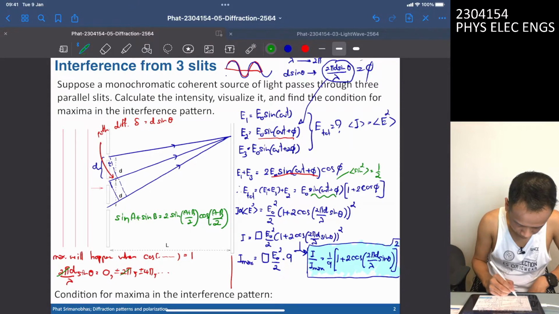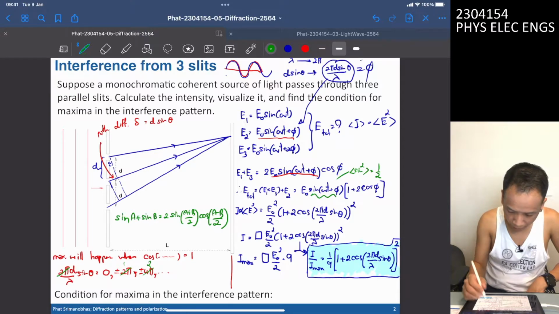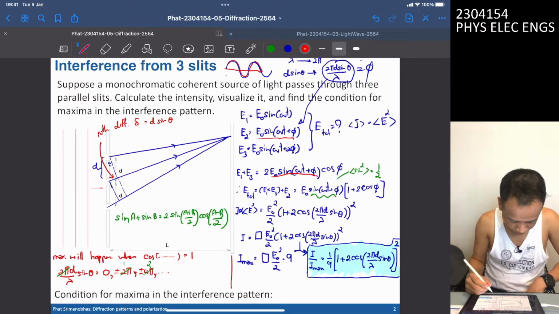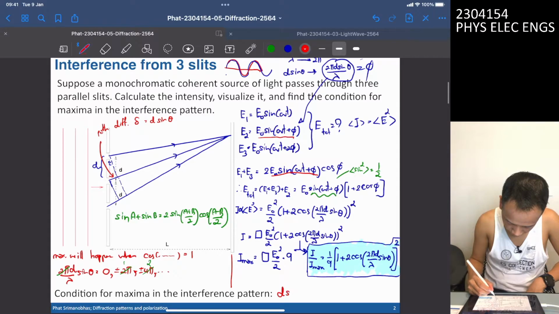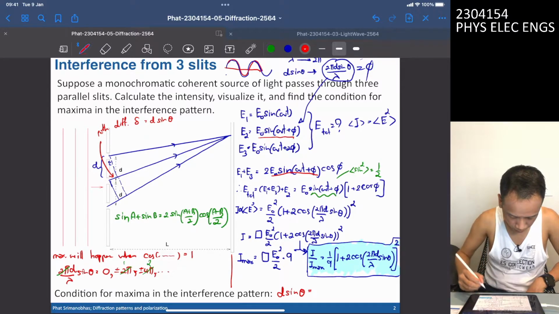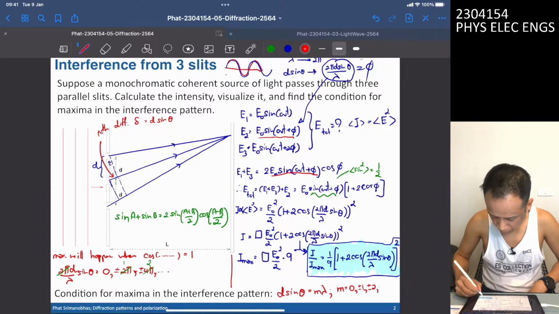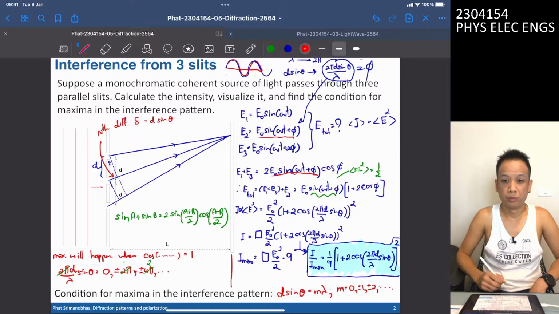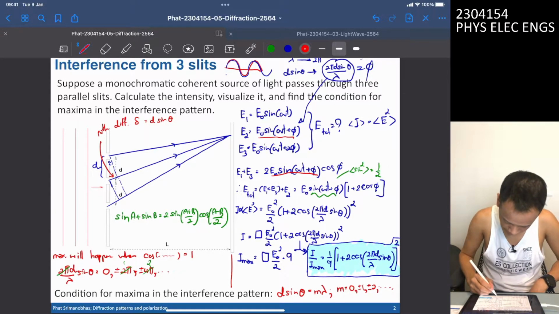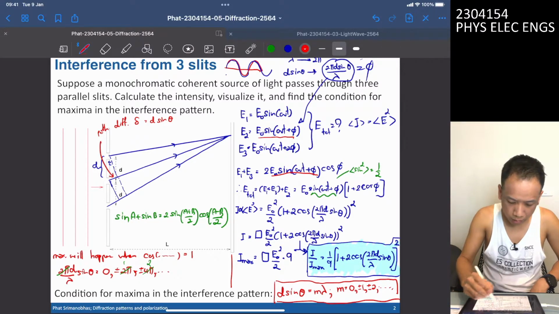So you get 2 pi, so this becomes 1, this becomes 2. So the condition of the maxima is d sine theta equals m lambda, where m is 0, plus and minus 1, plus and minus 2, and so on and so on. This is the condition of the maxima.